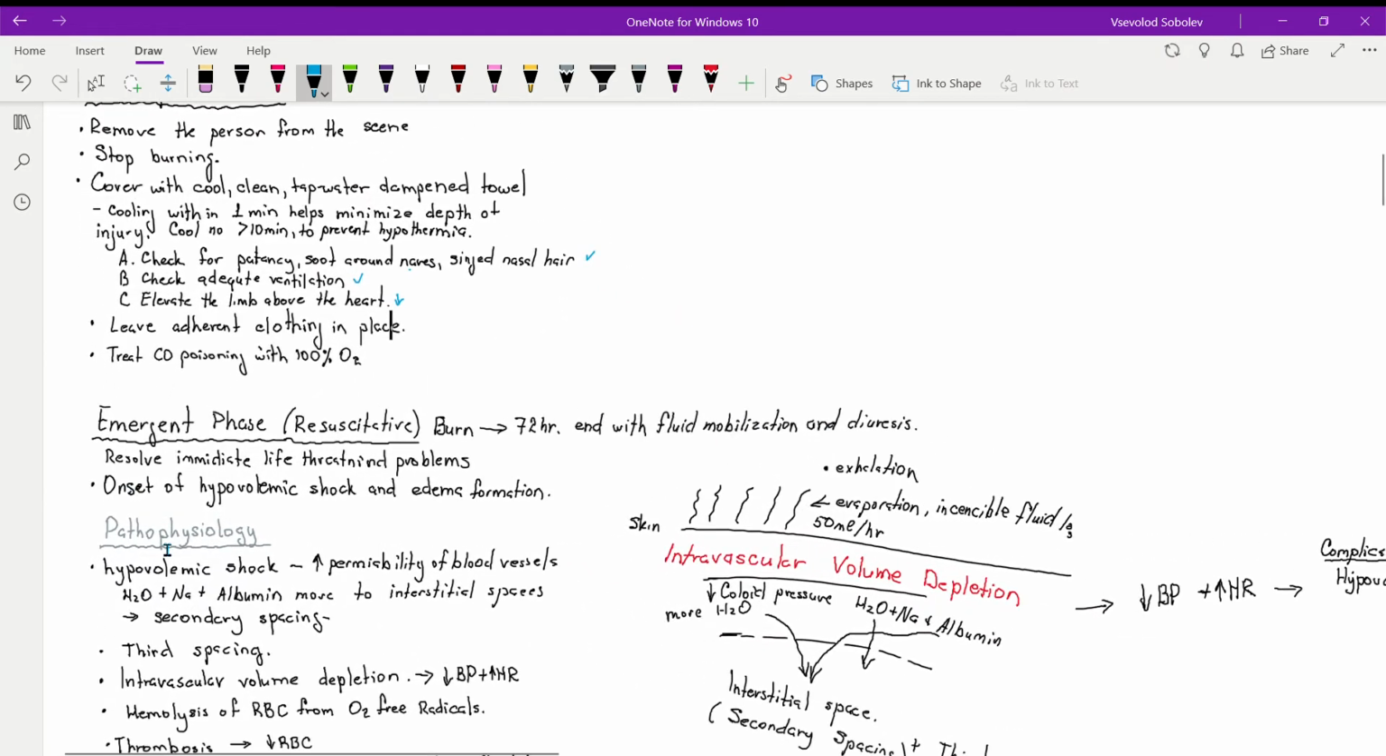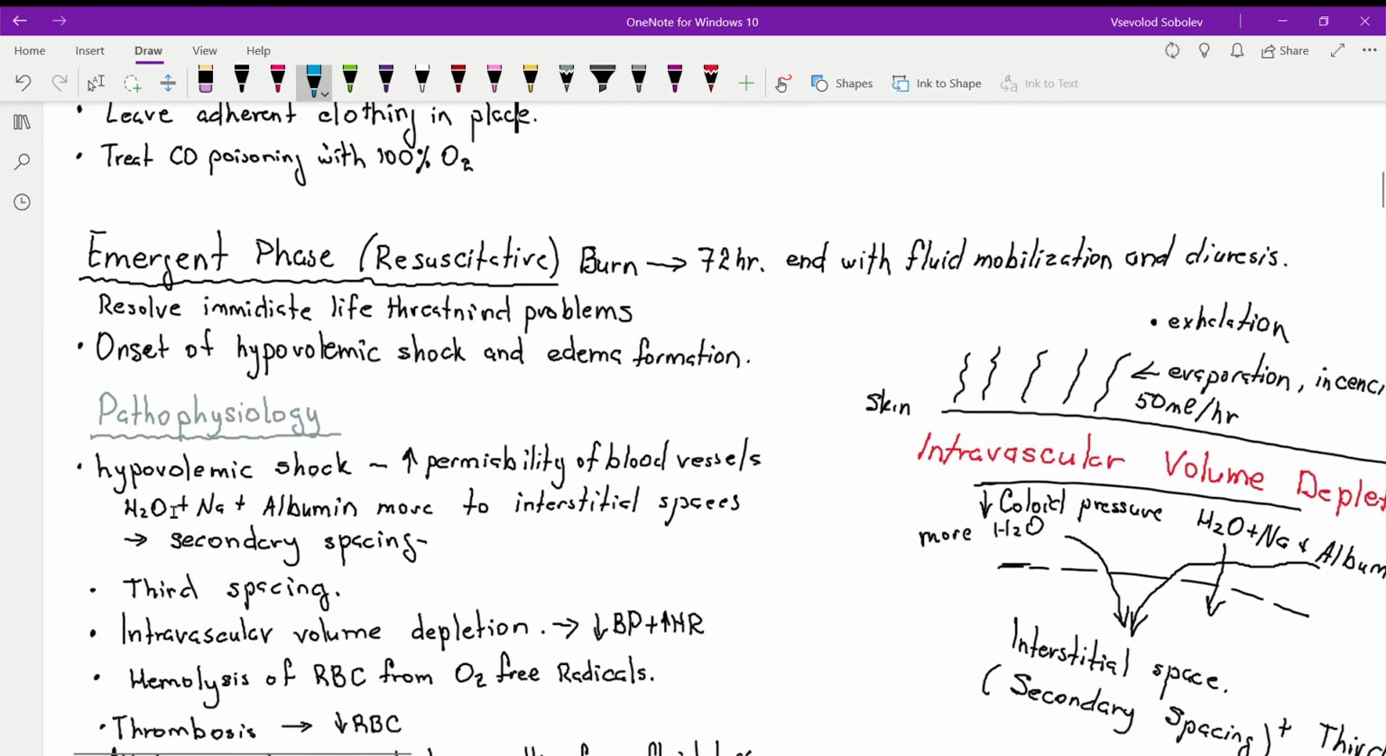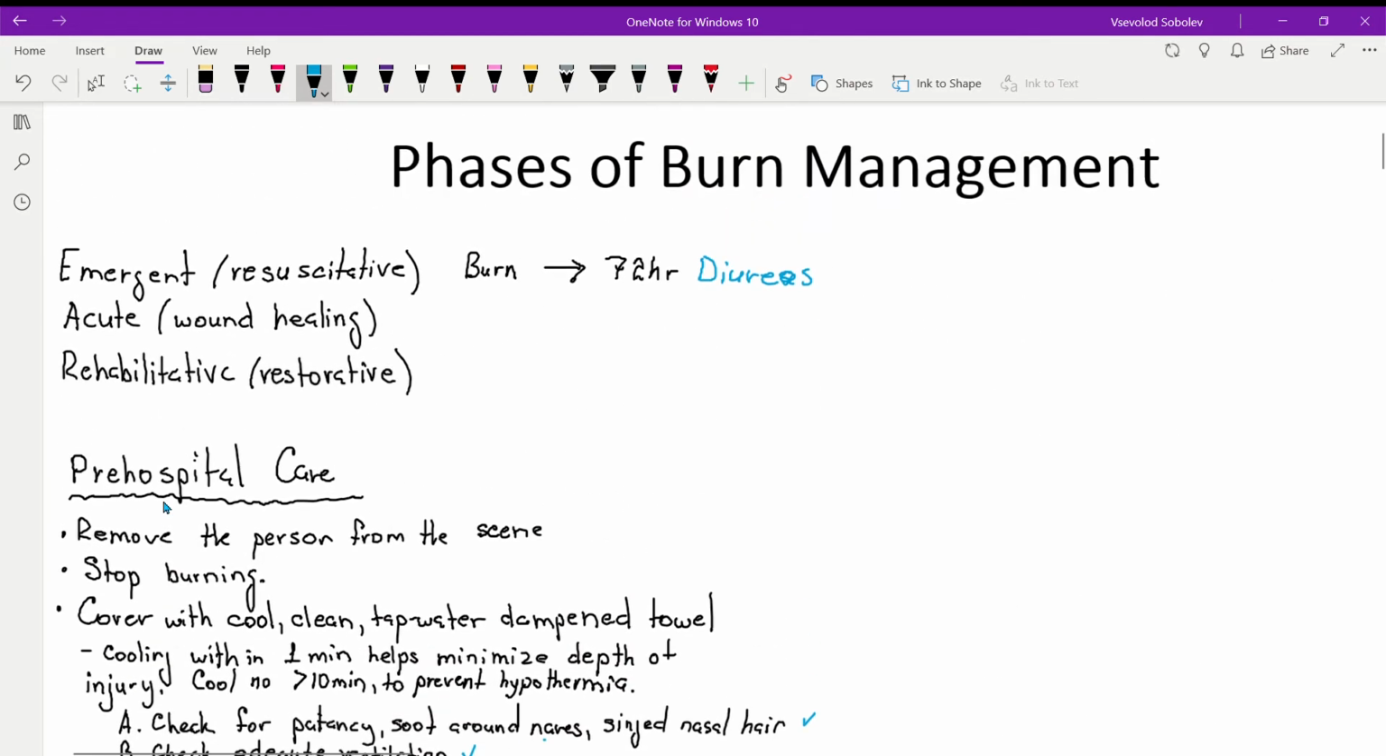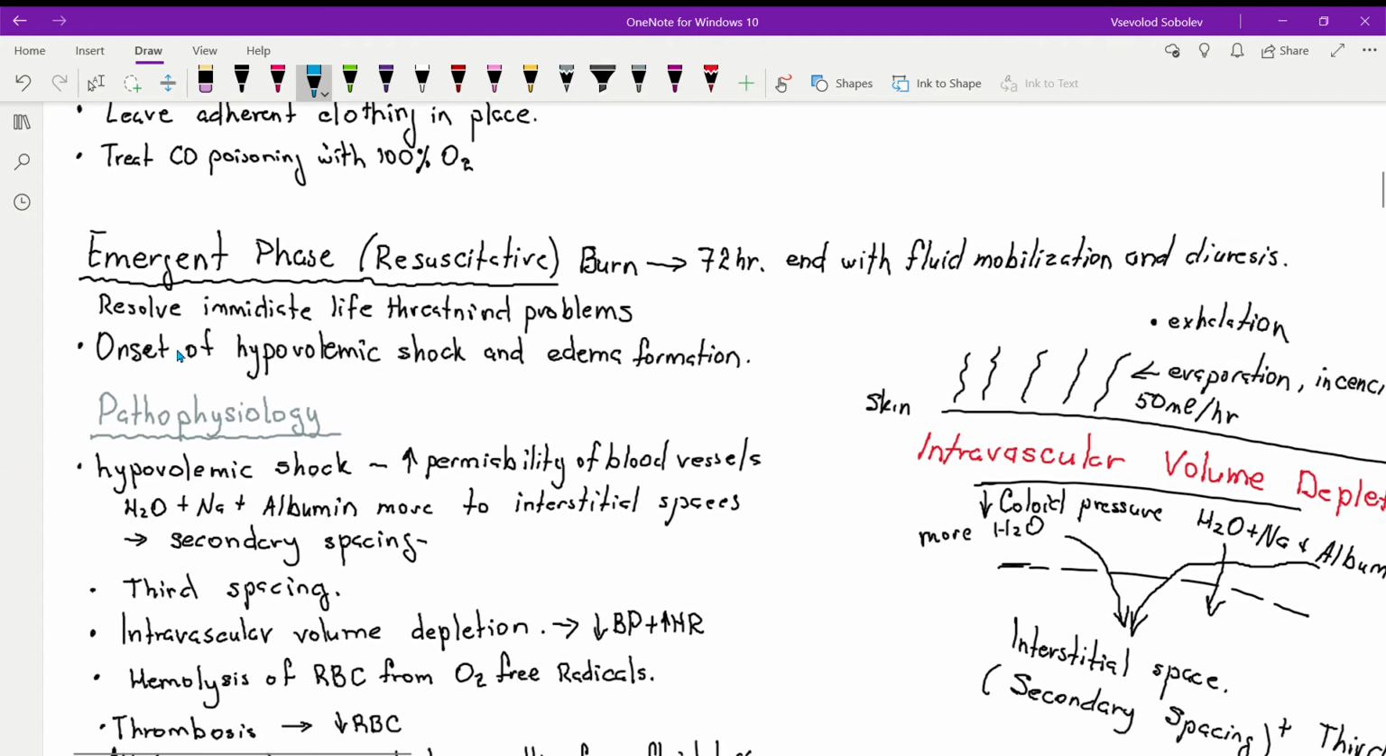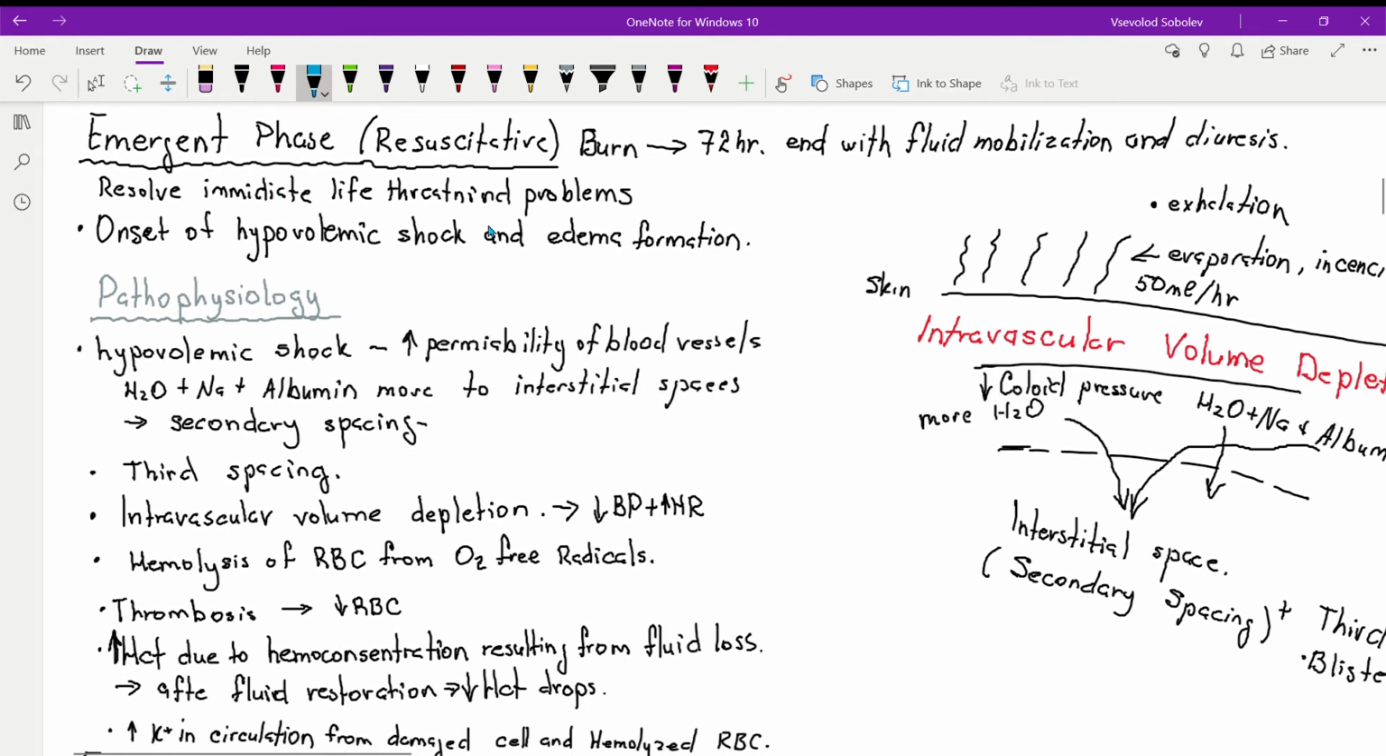And now we get into the emergent phase. The emergent phase goes from the burn, resuscitation, to 72 hours, with fluid mobilization and diuresis. It is aimed at resolving the life-threatening problems: airway obstruction, fluid in the lungs, swelling of the extremities, and preventing hypovolemic shock and edema formation. Edema formation will lead to circulatory obstruction of the extremities and necrosis.